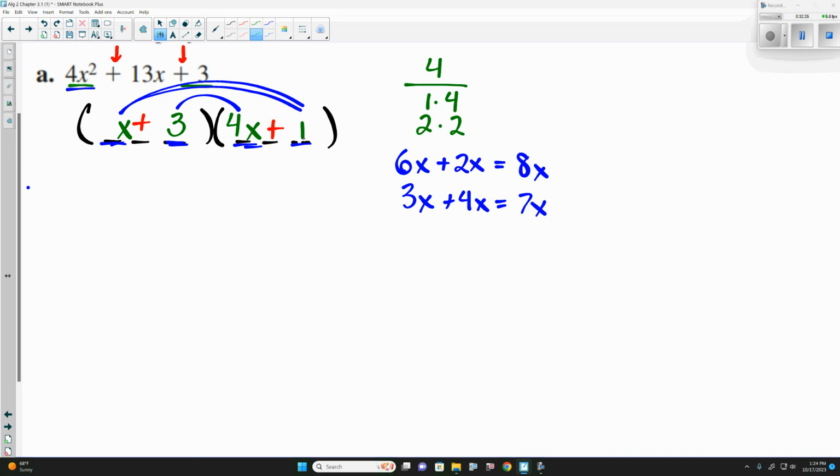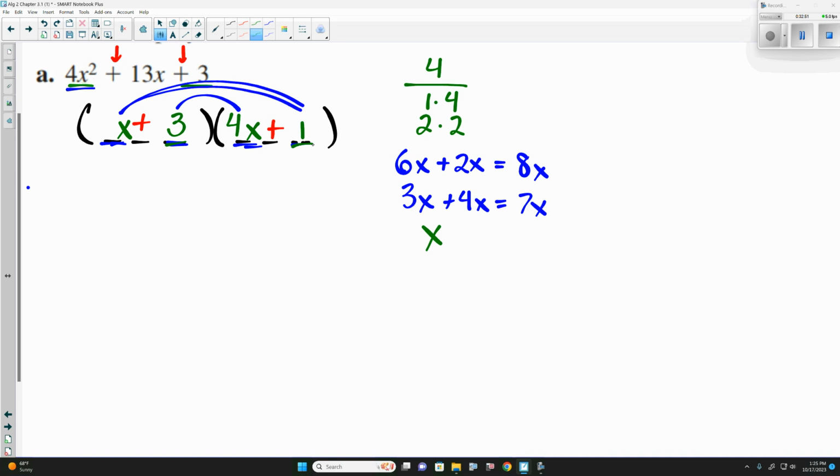X times 1 is 1x. Okay, yeah, this does have a bit of a different impact because 1x and 4x would give us a little bit different product. I switched the 1 and 3. Because 2x and 2x didn't give us a different result, because 2x and 2x are the same thing. We really didn't change anything.